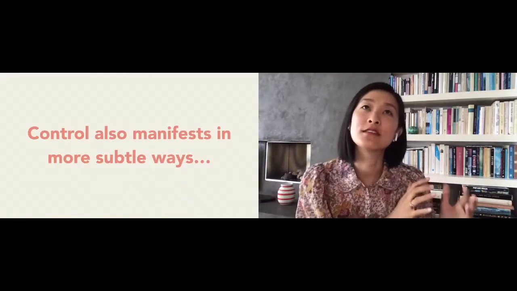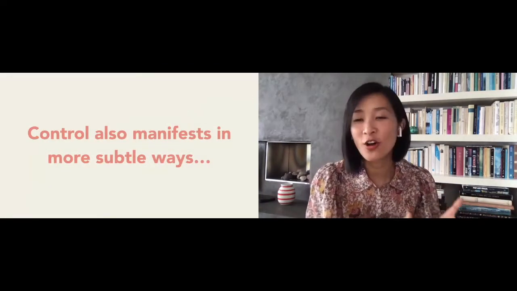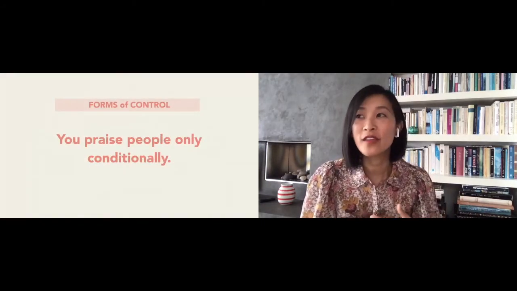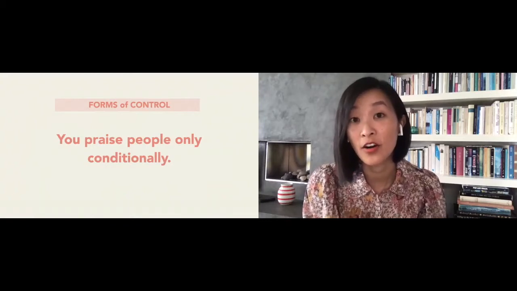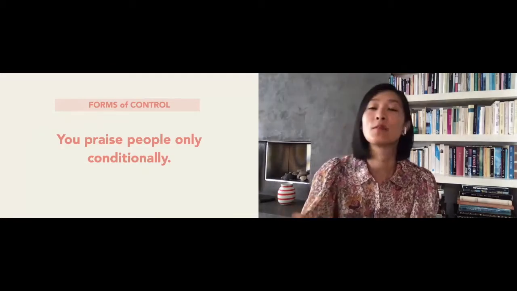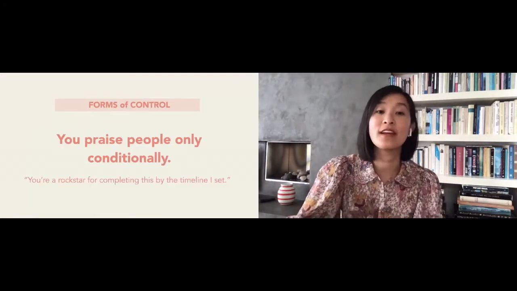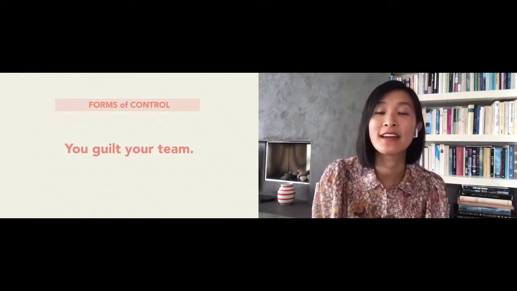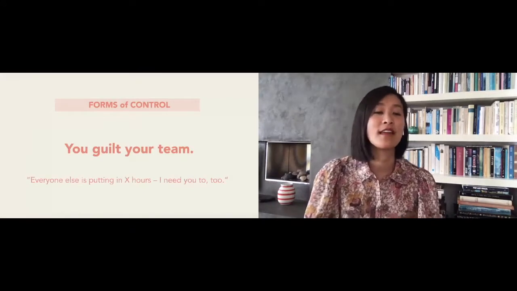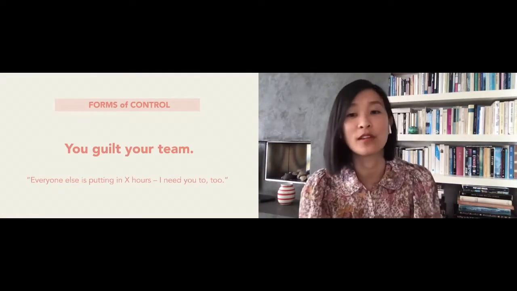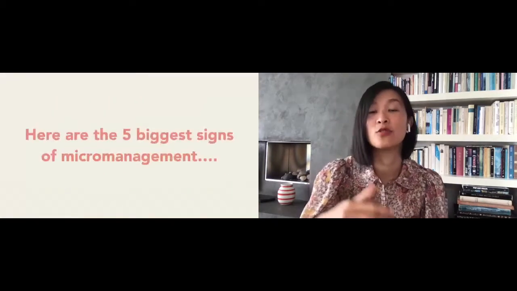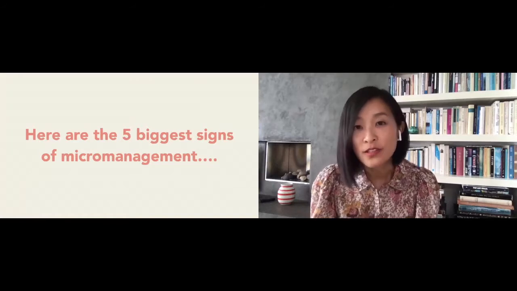Now, aside from these examples, control can also manifest in more subtle ways. For example, if you only praise people when they do something good, or when it's in your service, that's another form of control that's adding pressure, based on something that benefits you personally. You're a rock star for completing this by the timeline I set. Or anytime you guilt your team, this is another subtle form of control. You say, hey, everyone else is putting in this work, I'm doing this, right? That's a form of pressure that's going to chip away at that intrinsic motivation.